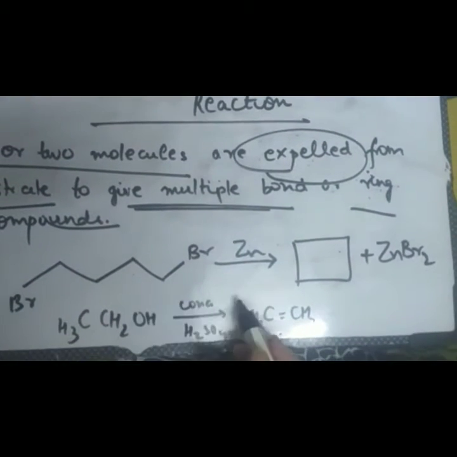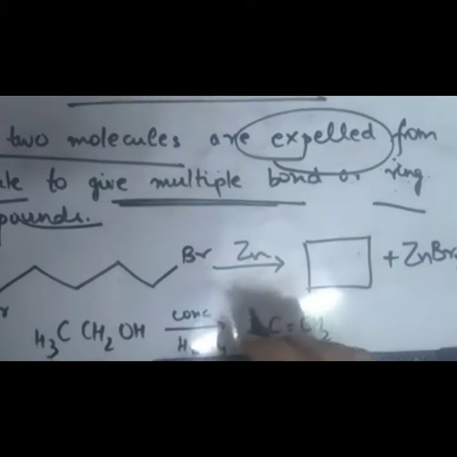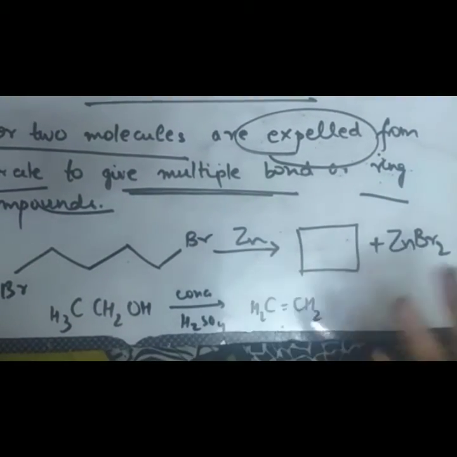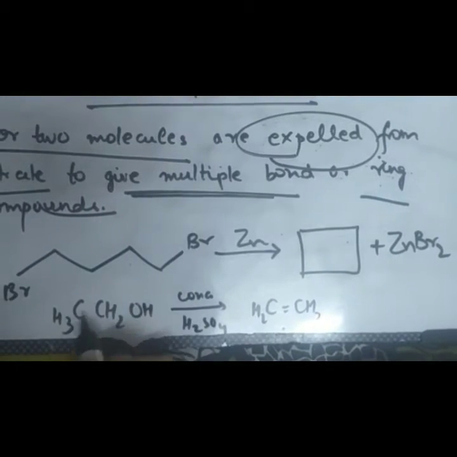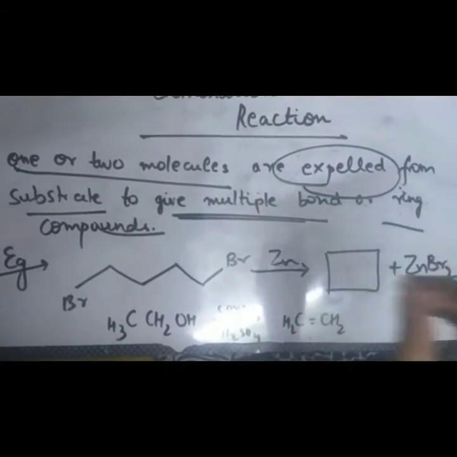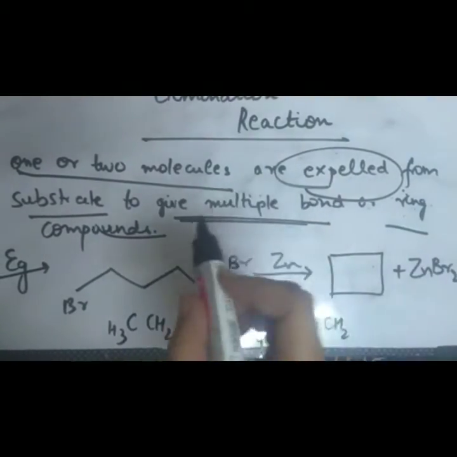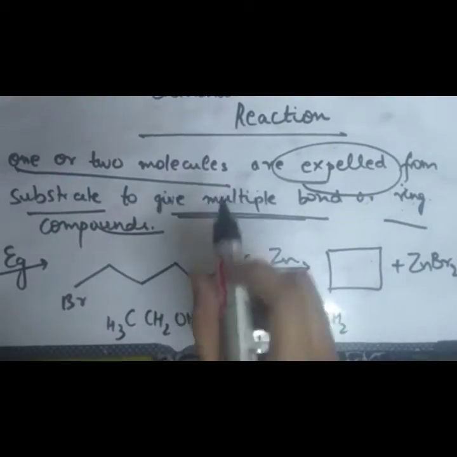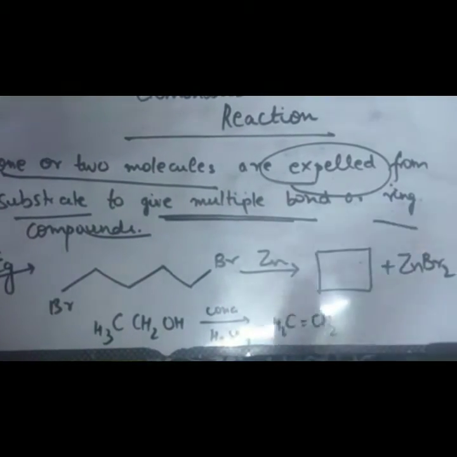Okay. Another example is ethanol. On adding concentrated sulfuric acid in it, which is a dehydrating agent, we obtain a double bond because this OH and one H from here are removed. So we can see elimination reaction is just opposite to addition reaction. In addition reaction, something was getting added, and in elimination reaction, something is getting removed.